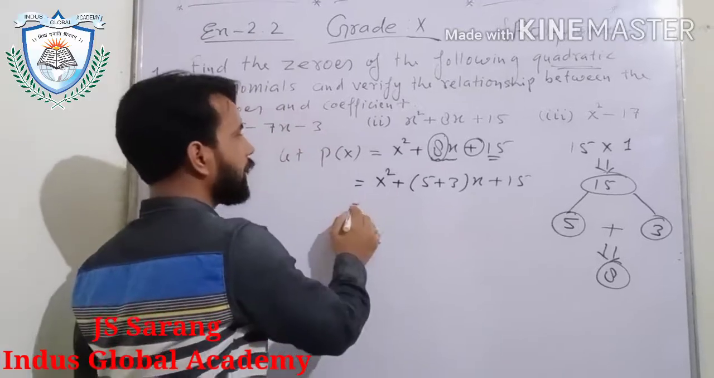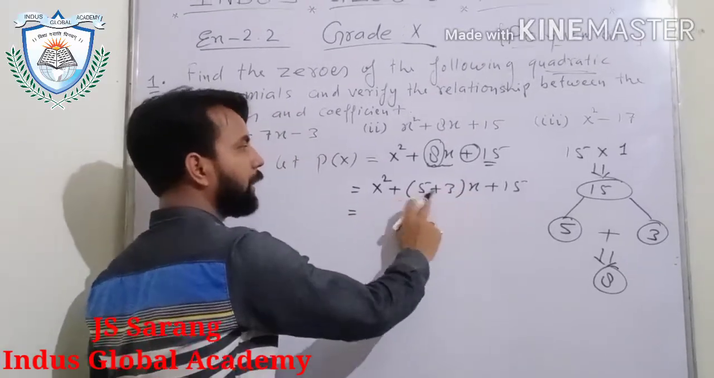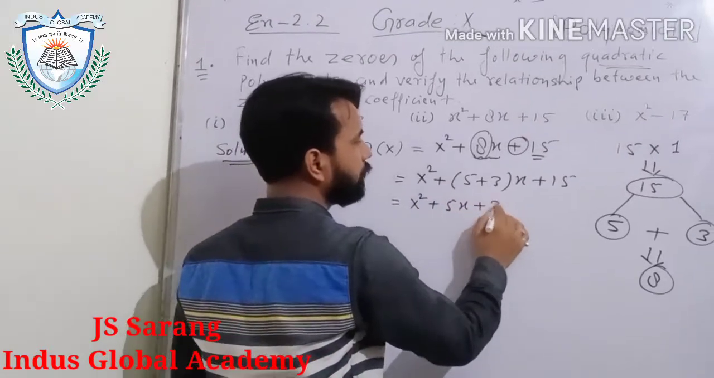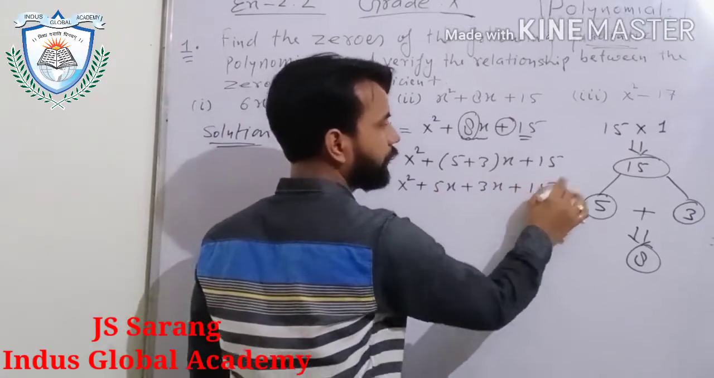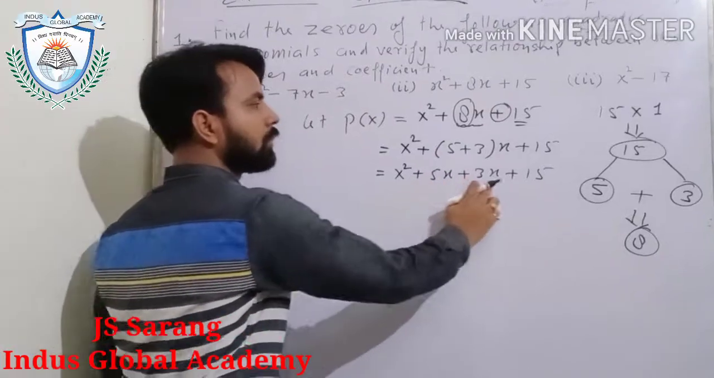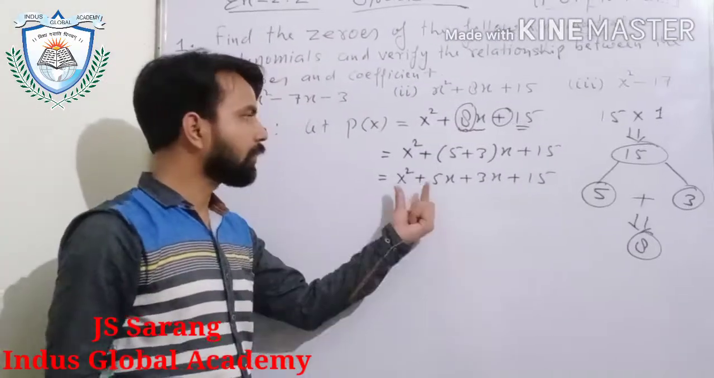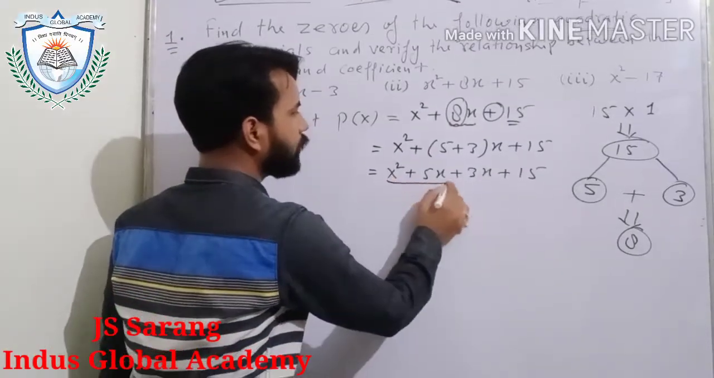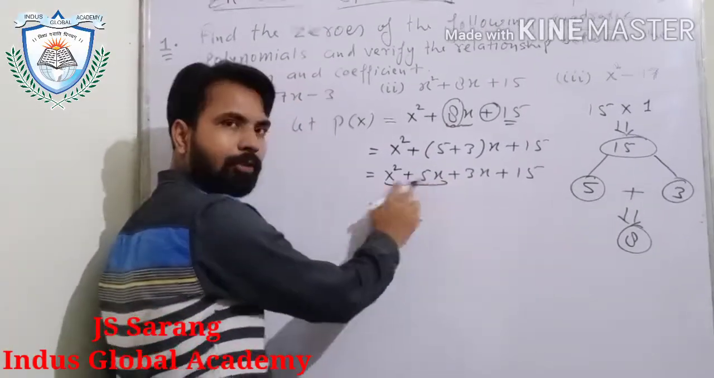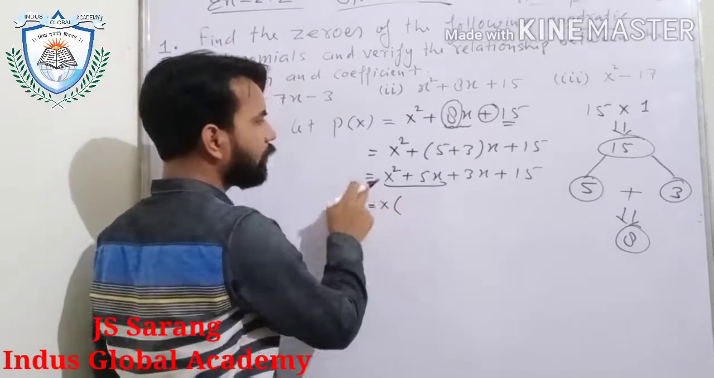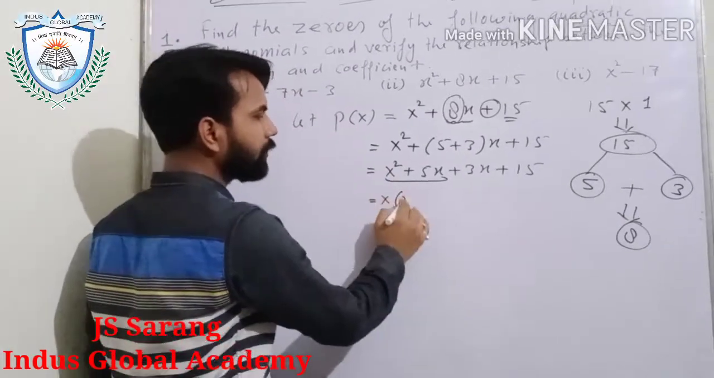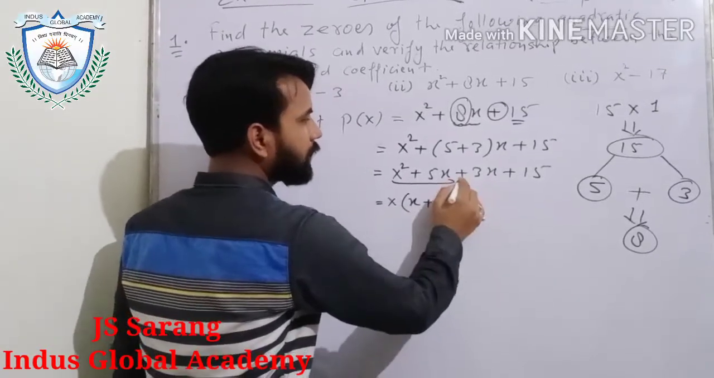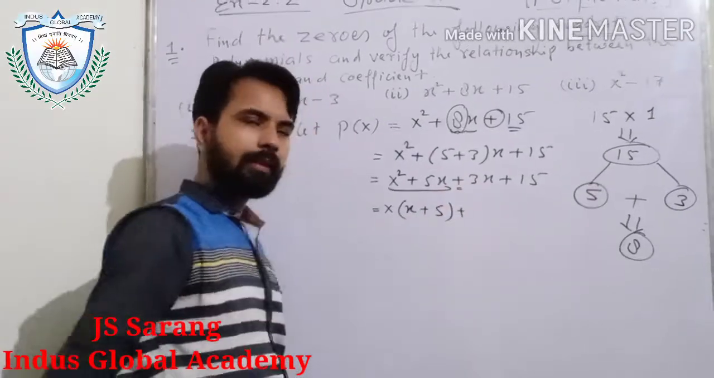Now in the next step we will multiply x inside the bracket. So it will be x square plus 5x plus 3x plus 15. Now there are 4 terms. So we have to take common from the first 2 terms and from the last 2 terms. So what is common from these 2 terms? x is common. So if x is common, x square becomes x. So what is left? x plus 5 is left. Now this plus sign we have to write as it is.